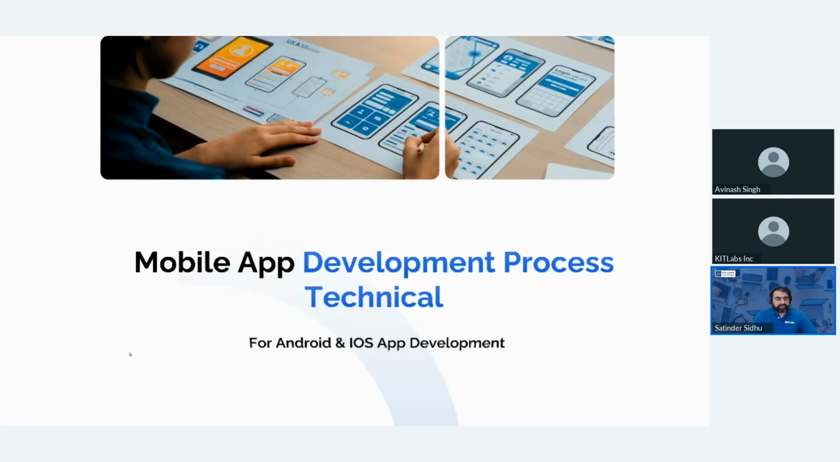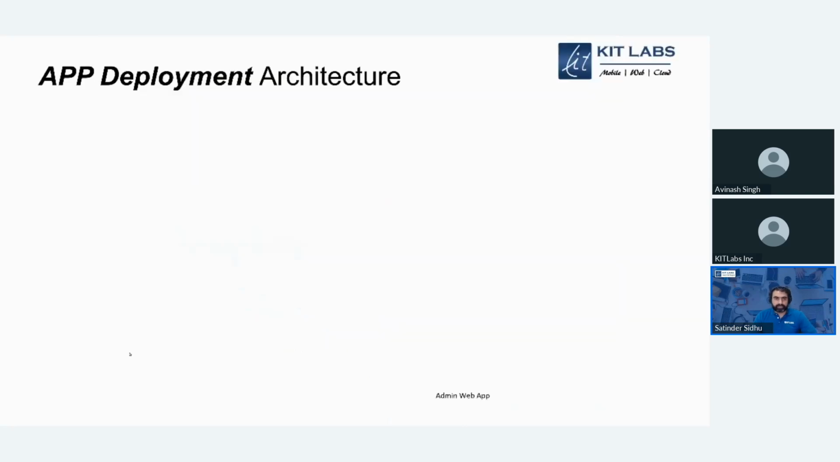So let's talk a bit about how we make mobile apps. We'll split it into two parts. First, we'll talk about what it takes, from the technical point of view, to make a mobile app, and then we'll go through the process: what is the process to make a mobile app.